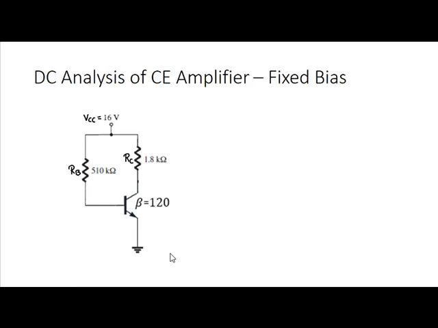Hi, let us look at an example of performing DC analysis of fixed bias common emitter amplifier. This circuit is shown on the left side of the screen. In the given circuit, this DC supply voltage VCC is 16 volt. It has two resistors RB and RC, 510 kilo ohm and 1.8 kilo ohm respectively. These two are the resistors used in the biasing network. The BJT used is an NPN BJT with beta equal to 120.